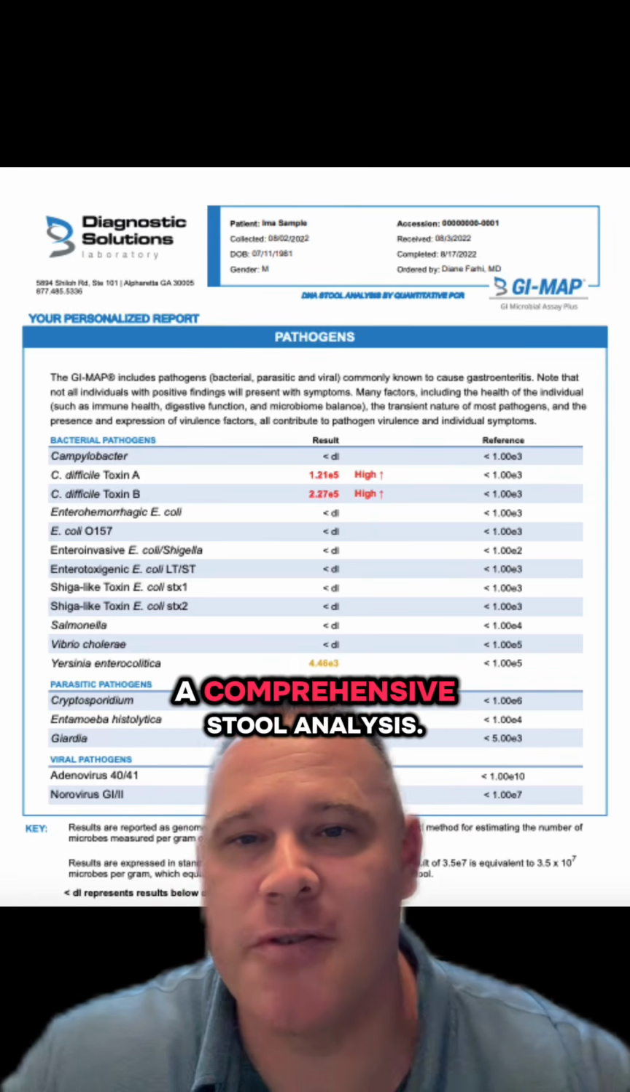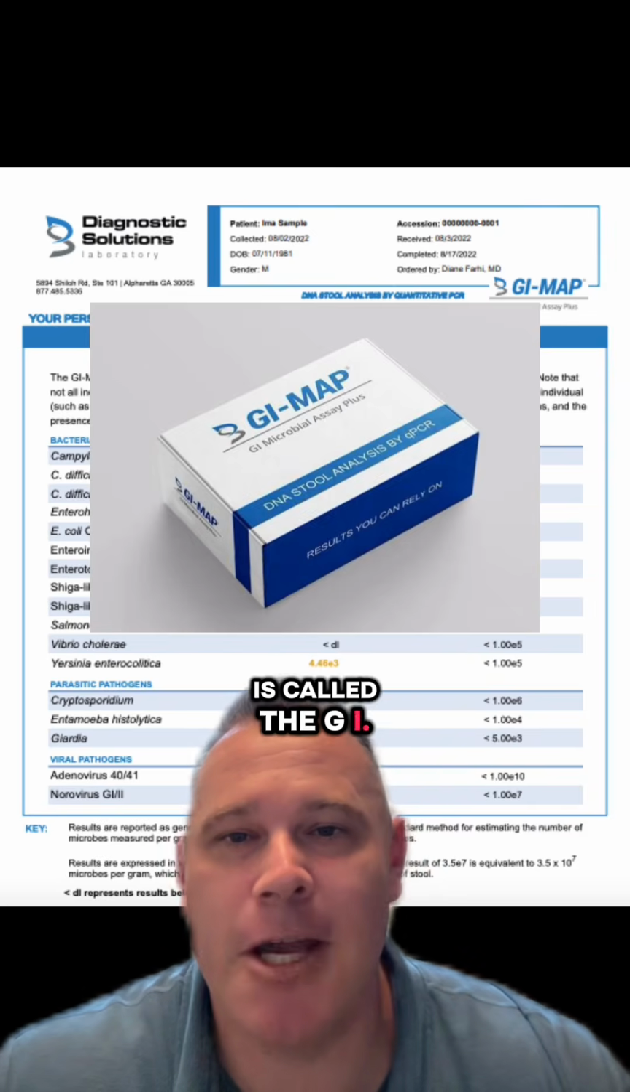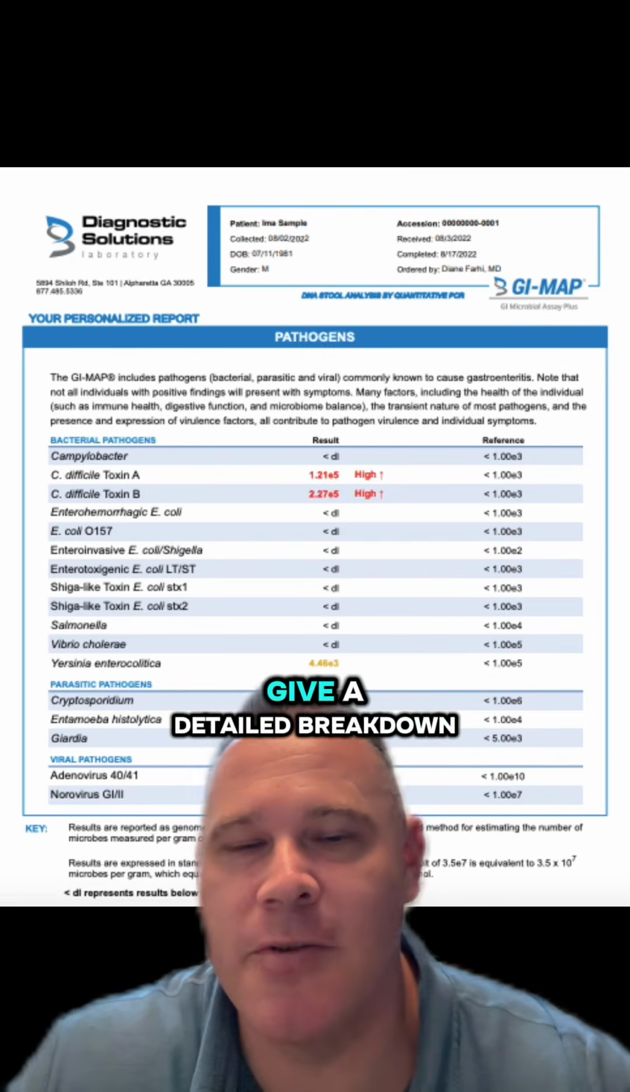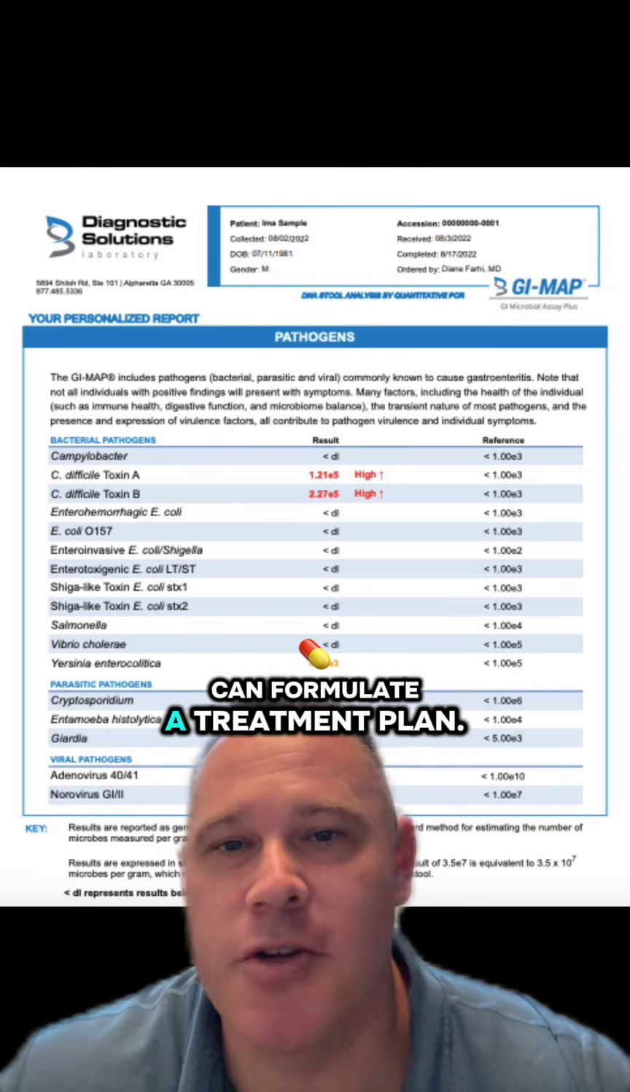get something called a comprehensive stool analysis. And one of the top stool tests you can get right now is called the GI map test. This test is going to give a detailed breakdown of what's going on in your child's gut so that the doctor can formulate a treatment plan.